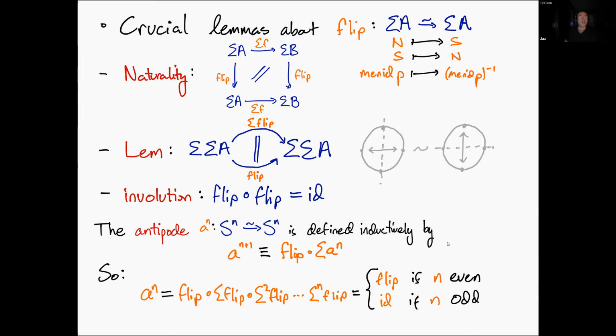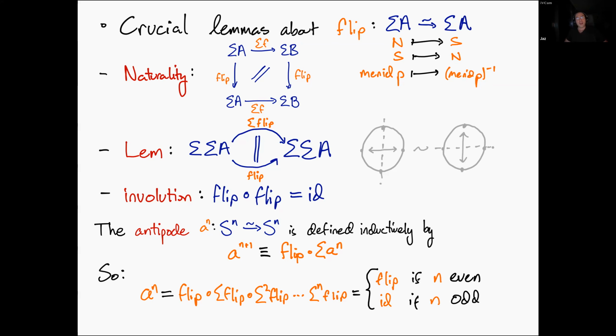And so these three lemmas were necessary to complete our definition of theta in the previous slide, but they also let us do something else really nice, which is compute what the antipode map does. So I've been talking about the antipode map for a while, but here's the definition of it. The antipode map flips every single coordinate in the sphere. So it's defined inductively by flipping and then suspending the previous antipode. So it flips every coordinate. Or I guess I went in the opposite order, it doesn't matter.